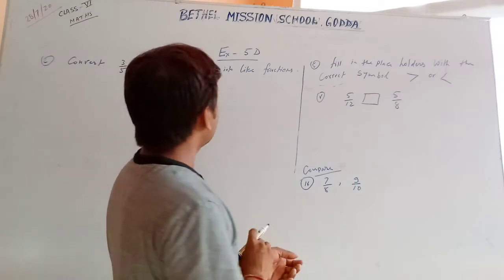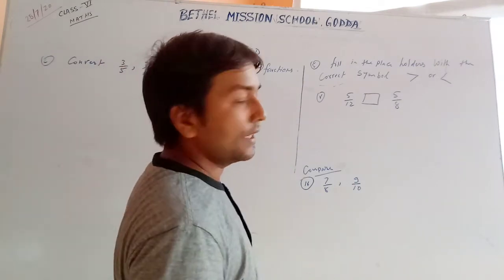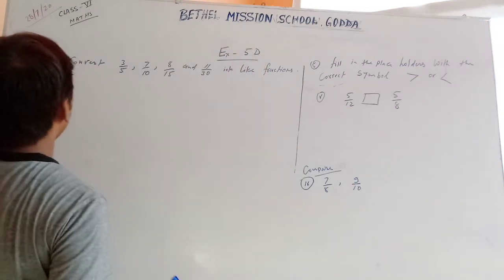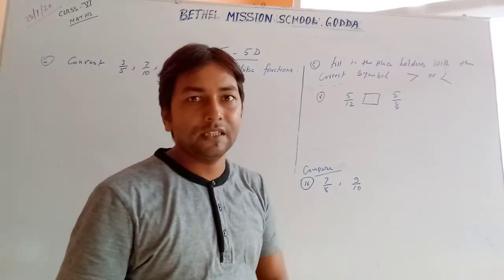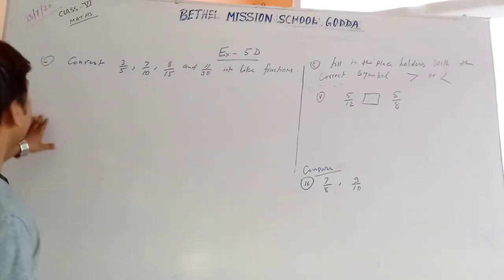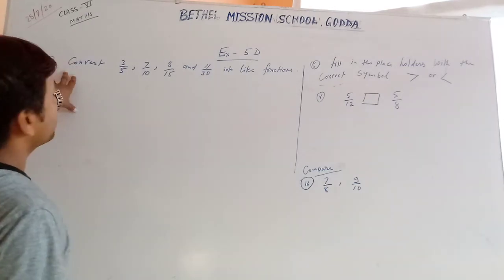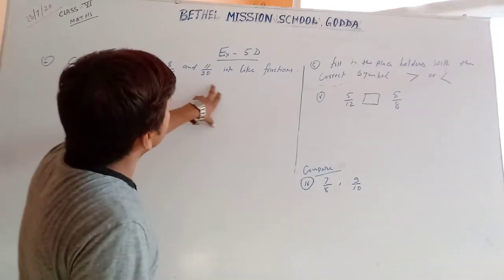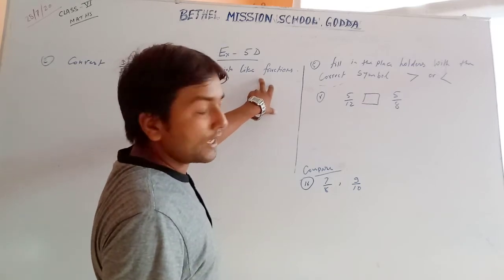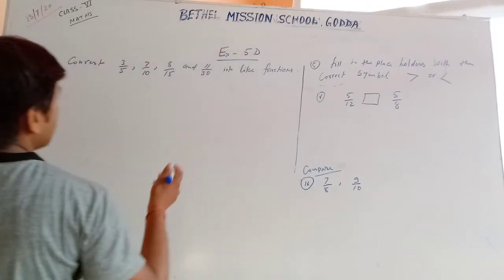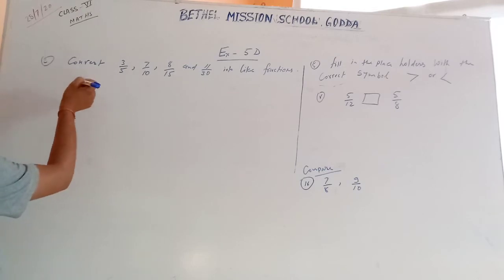Now I solve exercise 5D. The first question is: define like and unlike fractions. So you can write that one. Now the second question: convert these fractions into like fractions. I have just solved one example.